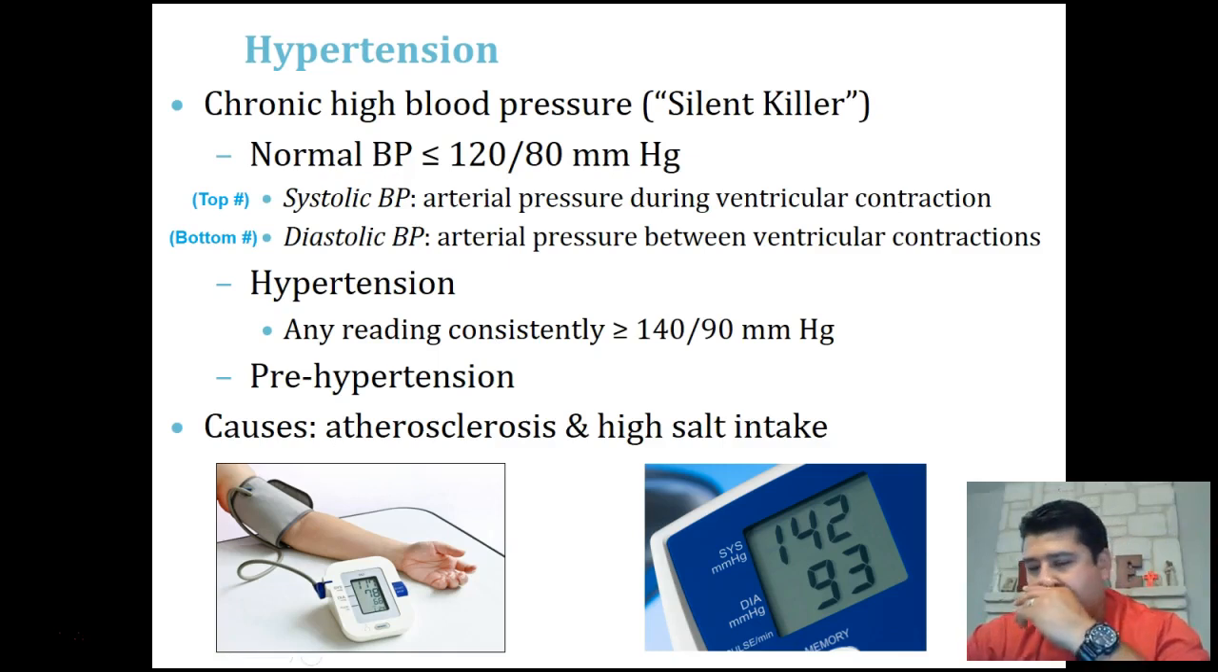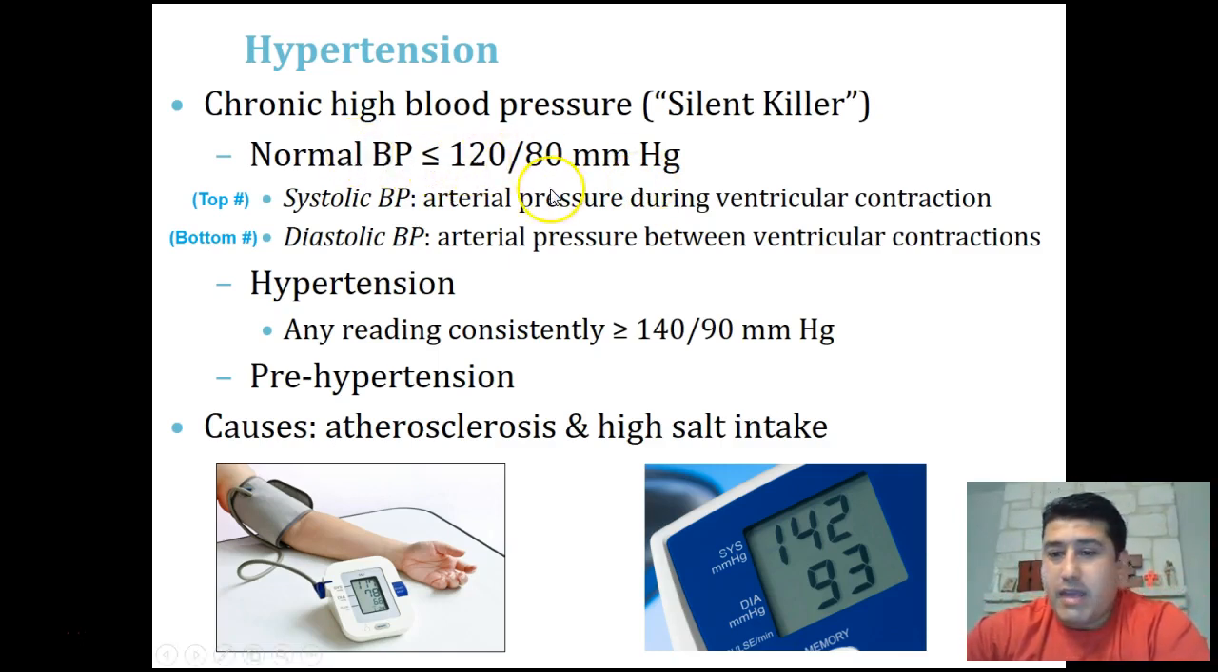Another form of cardiovascular disease is hypertension. Hypertension is defined as chronic high blood pressure. So what is high blood pressure? Well, in order to understand high blood pressure, you have to understand what normal blood pressure is, and you can see the numbers for normal blood pressure are anything less than 120 over 80 millimeters of mercury. Millimeters of mercury is simply the unit used for pressure, even atmospheric pressure.